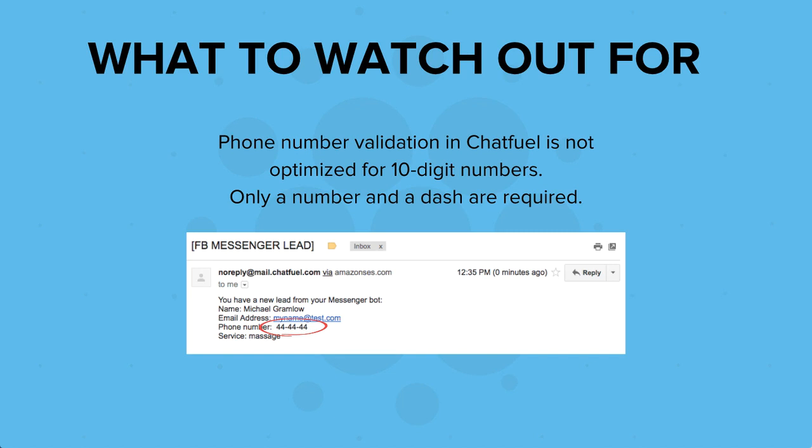First thing to know is that the phone number validation in ChatFuel is not optimized for 10-digit phone numbers, and that probably makes a lot of sense because it's not just people in North America that are using ChatFuel. So all you really need to do to get validated is enter a number and a dash, and then that's going to accept your phone number as a valid phone number. So if you are in North America and you're doing this and you do get a lead like this, don't be surprised. People can enter kind of whatever they want in the phone number field. But it's probably pretty unlikely because if people are that interested in your offer, they're probably going to give you their information. And if they don't, if they're just messing with you, well, whatever. Can't do anything about that.